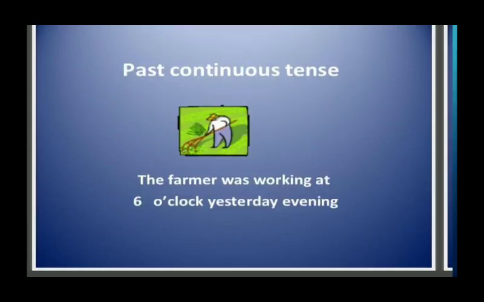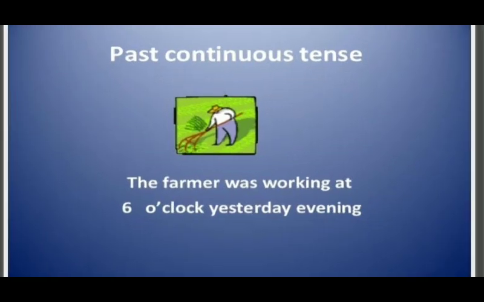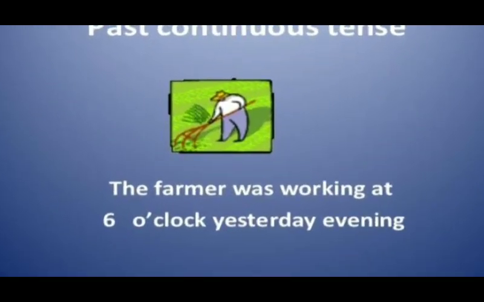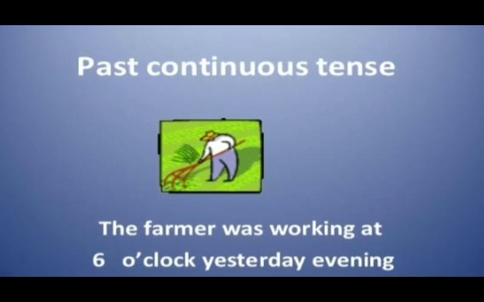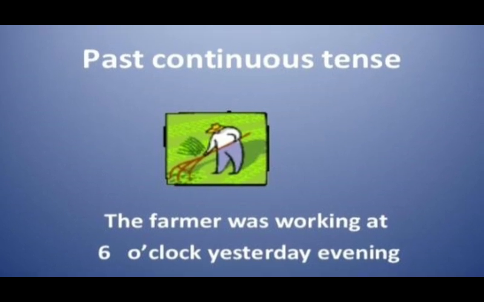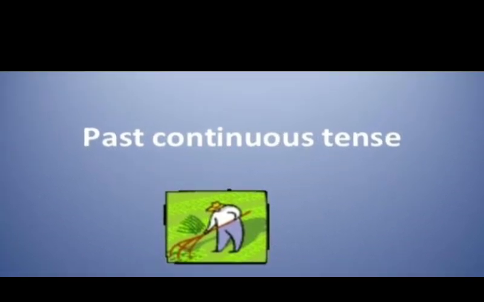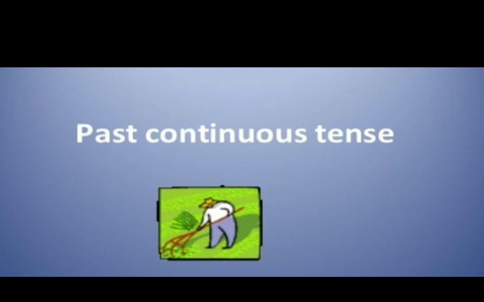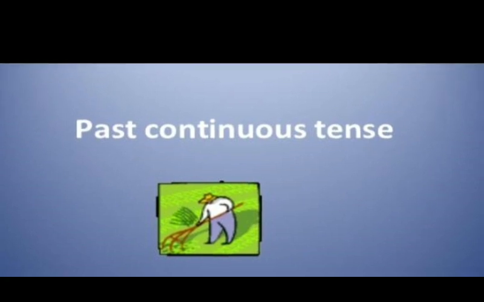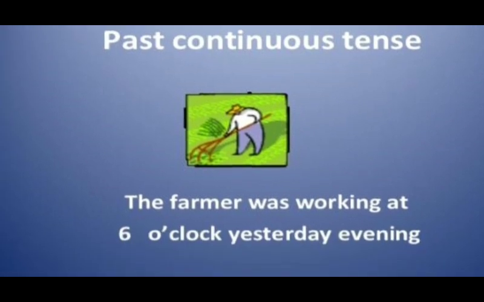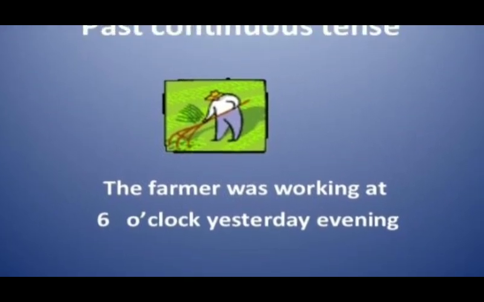Past continuous tense. Here you can see in this picture there is a farmer and he is doing something, he is working. And what sentence is written? Just see this picture and try to find out what that farmer is doing. So we can say that the farmer was working at 6 o'clock yesterday evening.